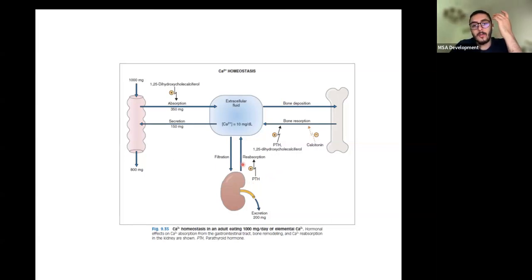So we have the form of vitamin D, which is 25-hydroxycholecalciferol. This is the inactive form of vitamin D. 1-alpha hydroxylase activates this form of vitamin D, or changes it into 1,25-dihydroxycholecalciferol, and this is the active form of vitamin D. What does the active form of vitamin D do?